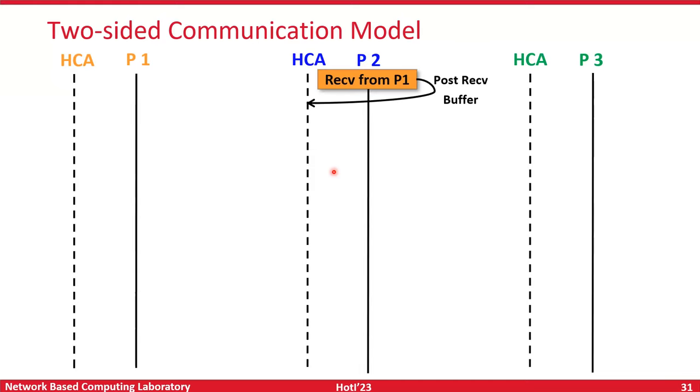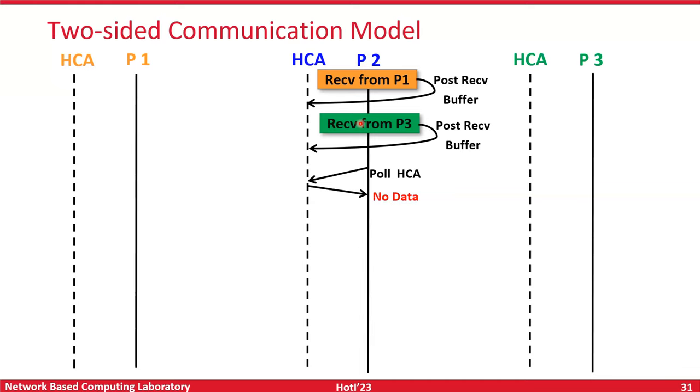Even these days on your phone, you may see a message that says the buffer is full, no new message, or it can be dropped. So the same thing happens here. First you need to provide a post-receive buffer. Then, in this case, let's say P2 is waiting for two messages, one from P1 and one from P3, and it posts these buffers.